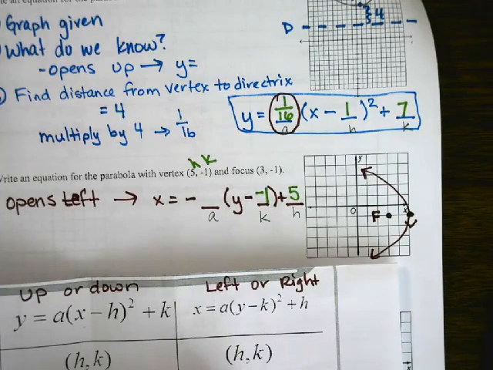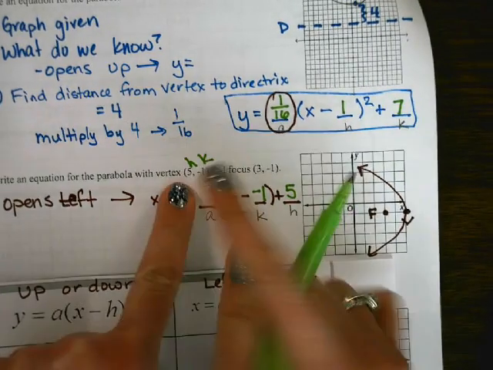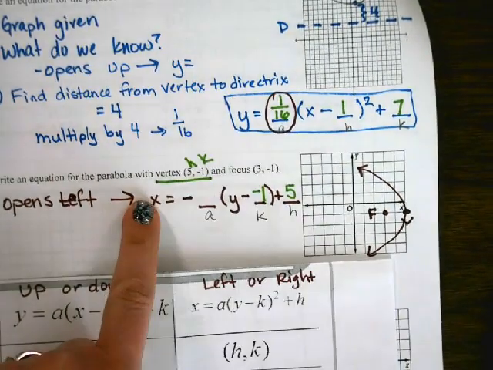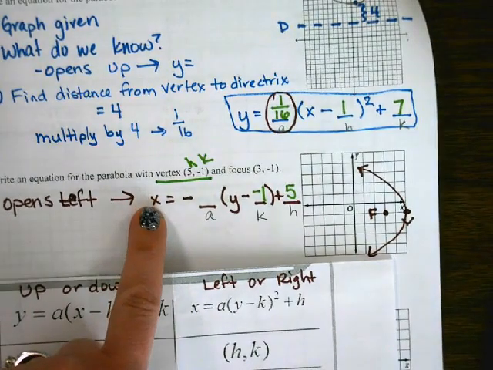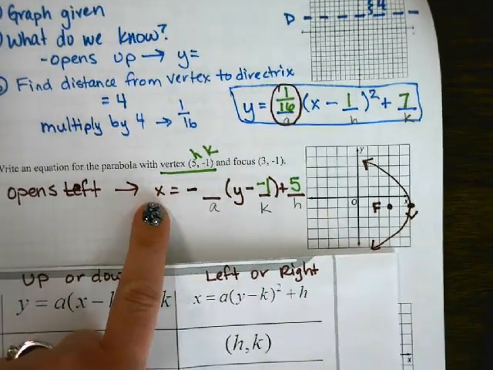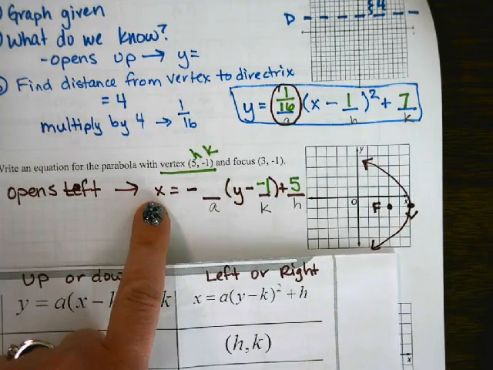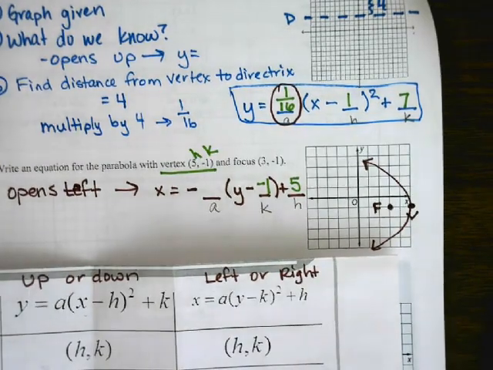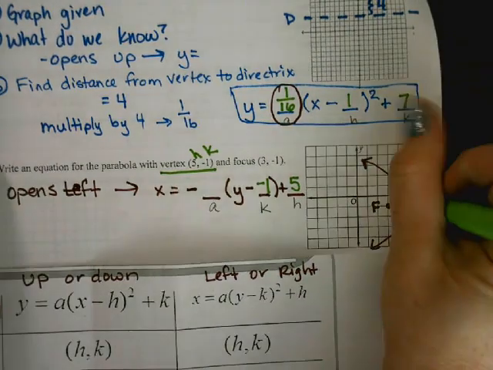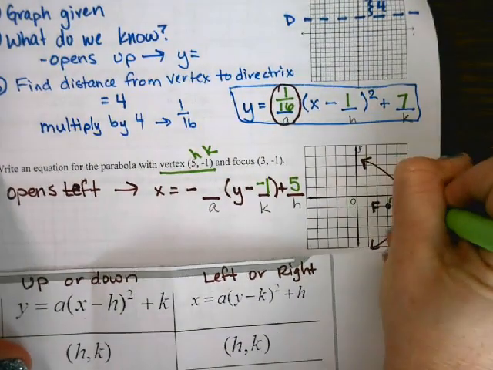Wait, how did we find H? They gave us our vertex. Okay. So now, the distance between the vertex and the focus, or the vertex and the directrix. What's my distance? 2.